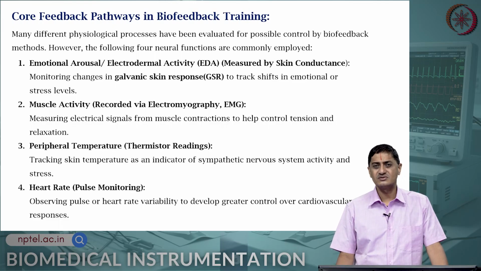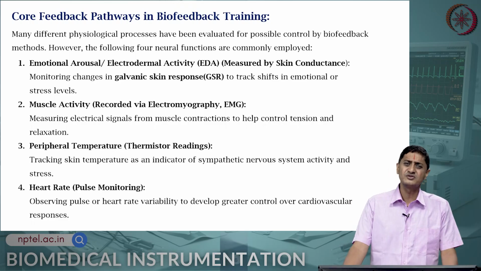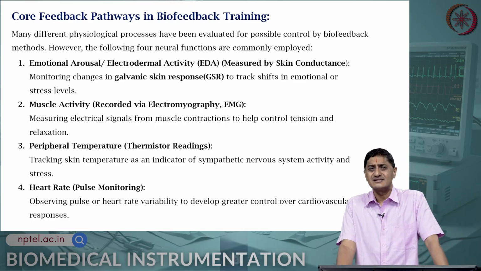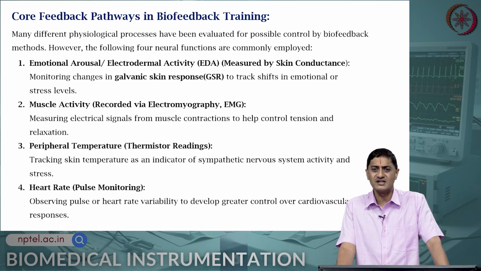Temperature changes. If you track skin temperature, then it is possible for you to get information about sympathetic nervous system activity and stress. And the heart rate, and the variability of heart rate, is quite often used by athletes to change their training regime or practice regime. So, observing pulse or heart rate variability to develop improved control or modulation.